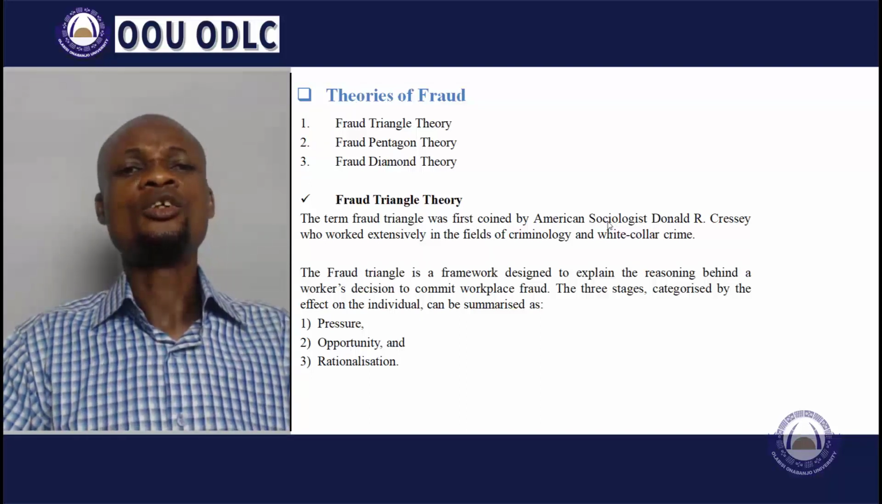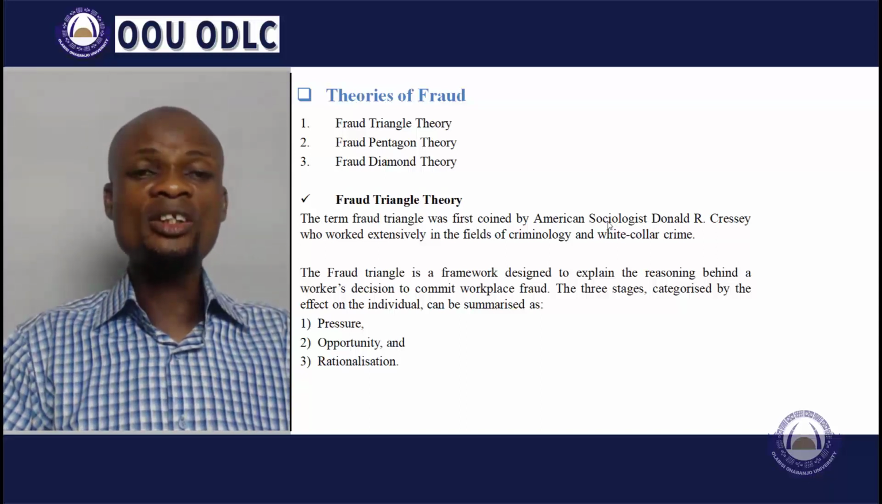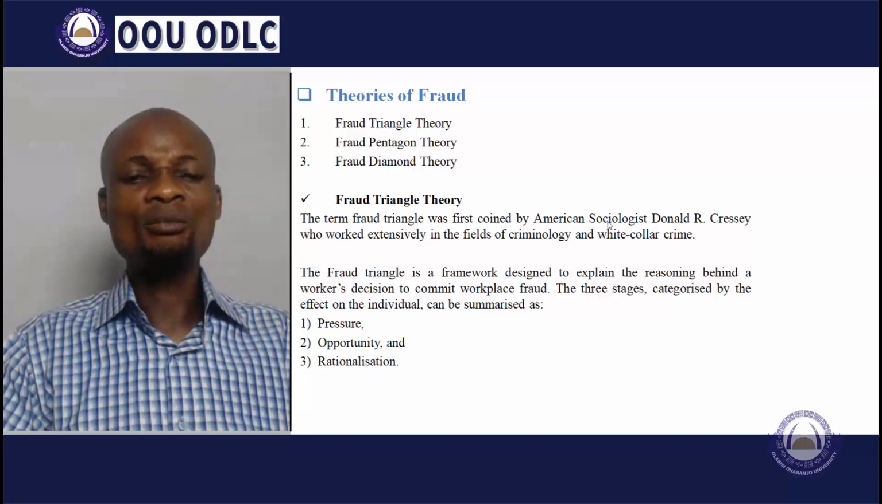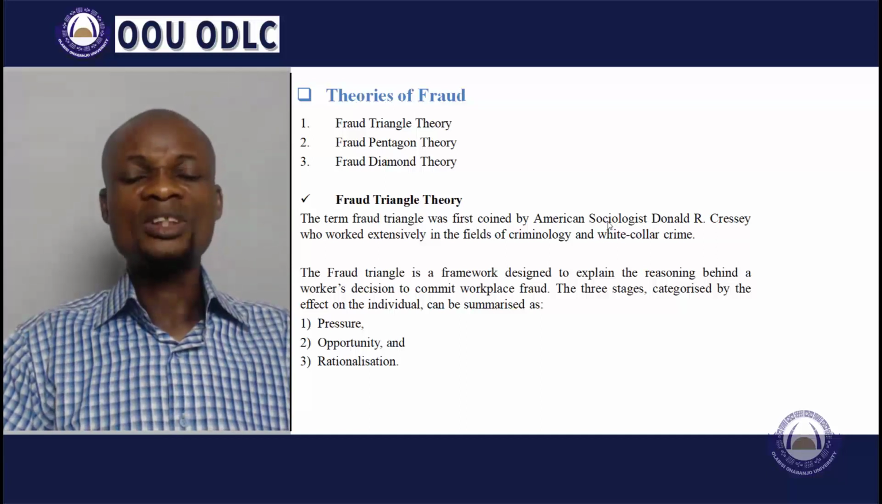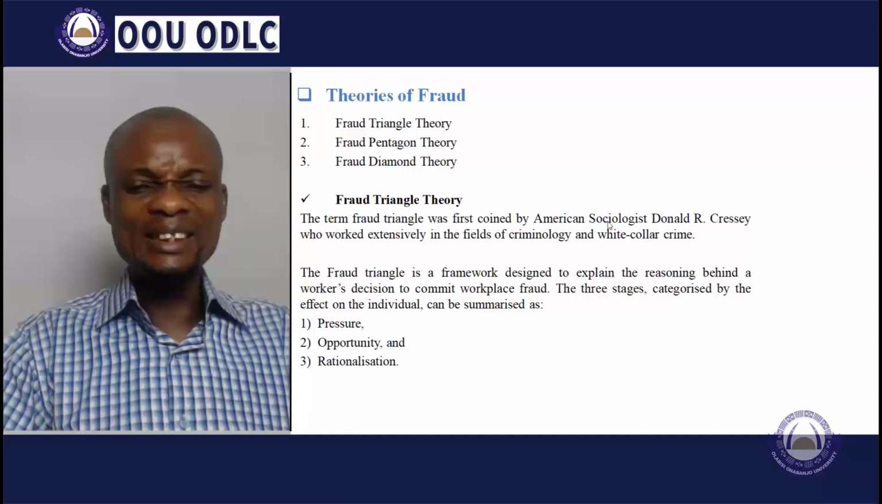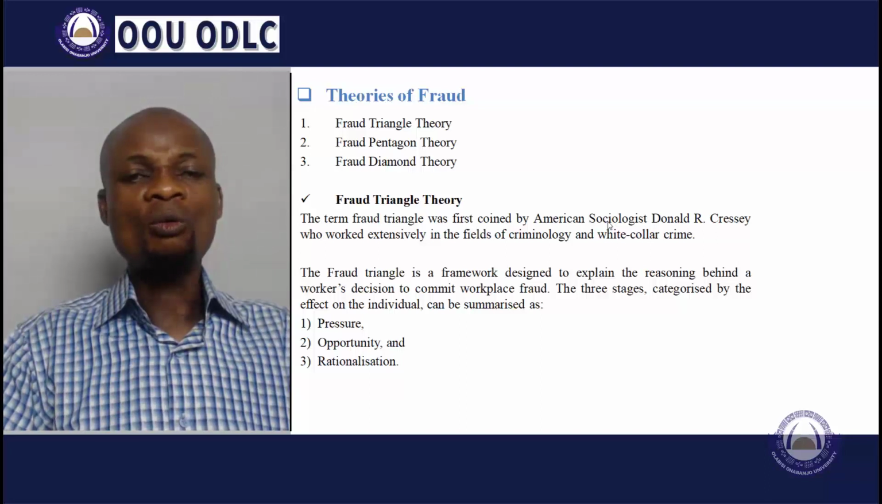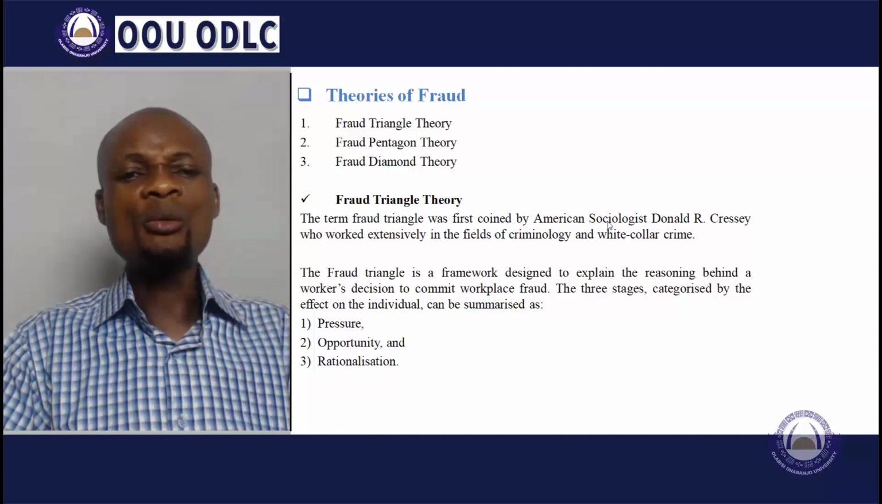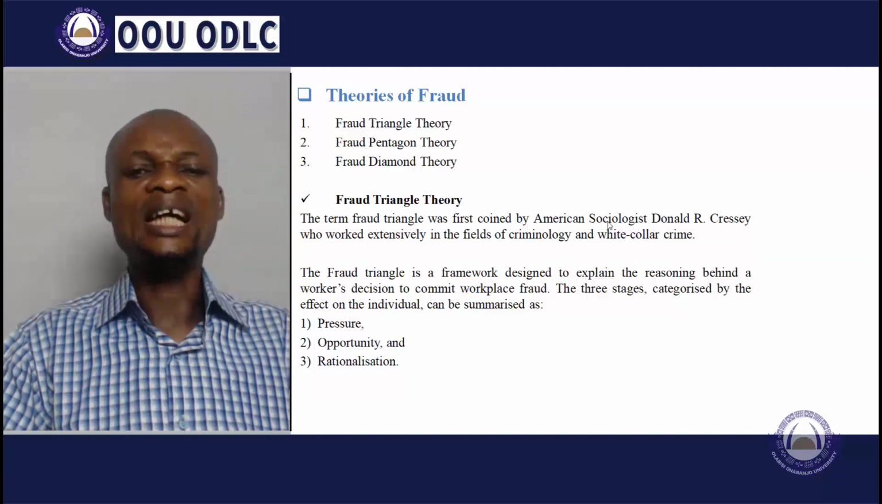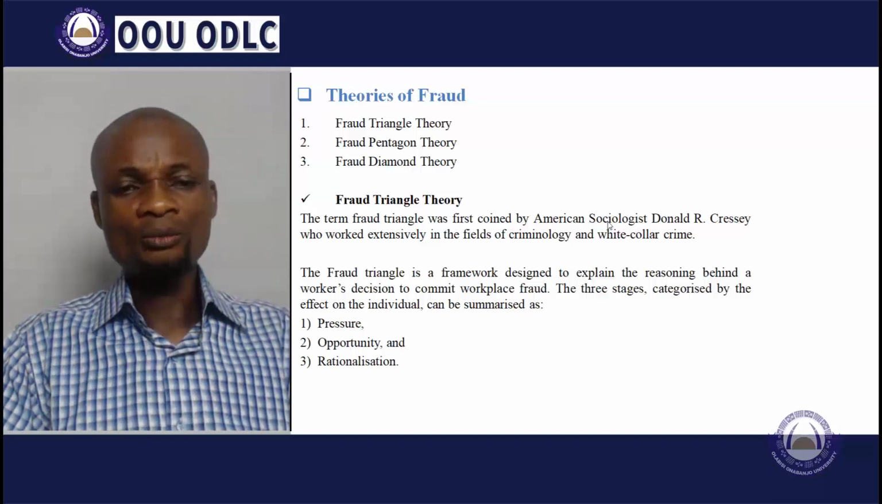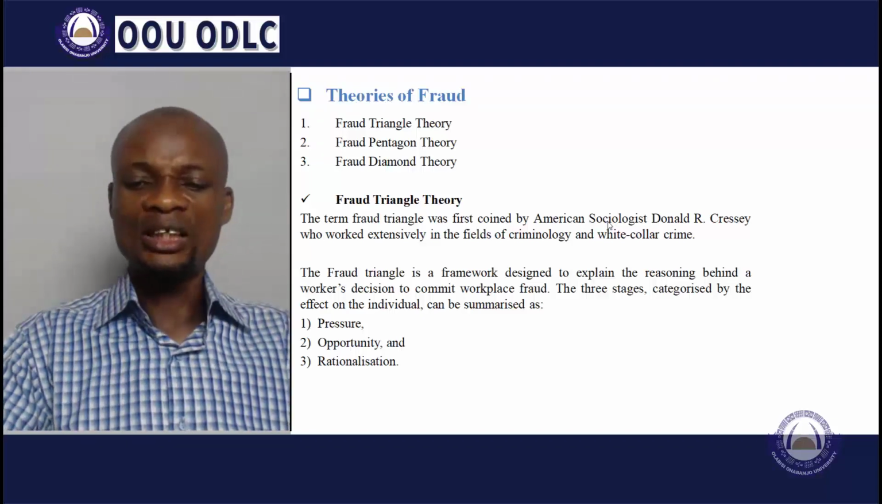All these are various justifications people come up with to justify whatever act of fraud they have engaged in. So learners, the fraud triangle theory centers on three basic elements, and these elements are reasons or justifications why some people engage in fraud in their workplace. We have pressure, we have opportunity, and we have rationalization.